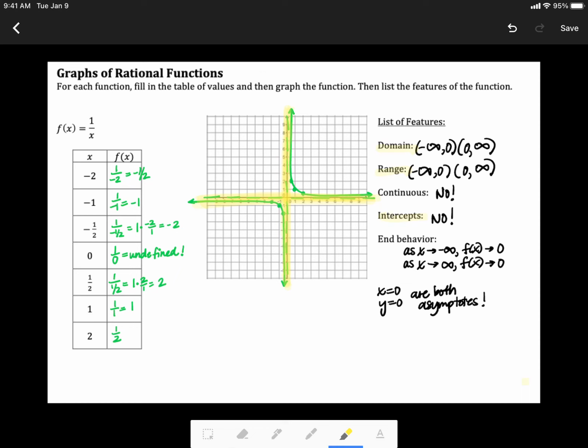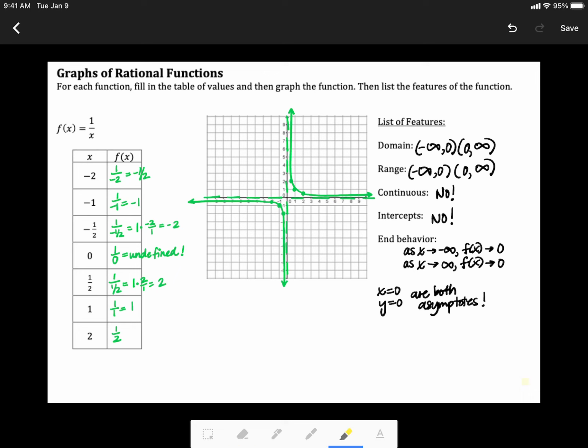And that's what we're going to explore a little bit later in this module. We're going to explore how to figure out where those asymptotes are, how to figure out where those intercepts are, how to figure out that domain and range. So all of that is coming. But for now, I want you to just see what a rational function looks like.